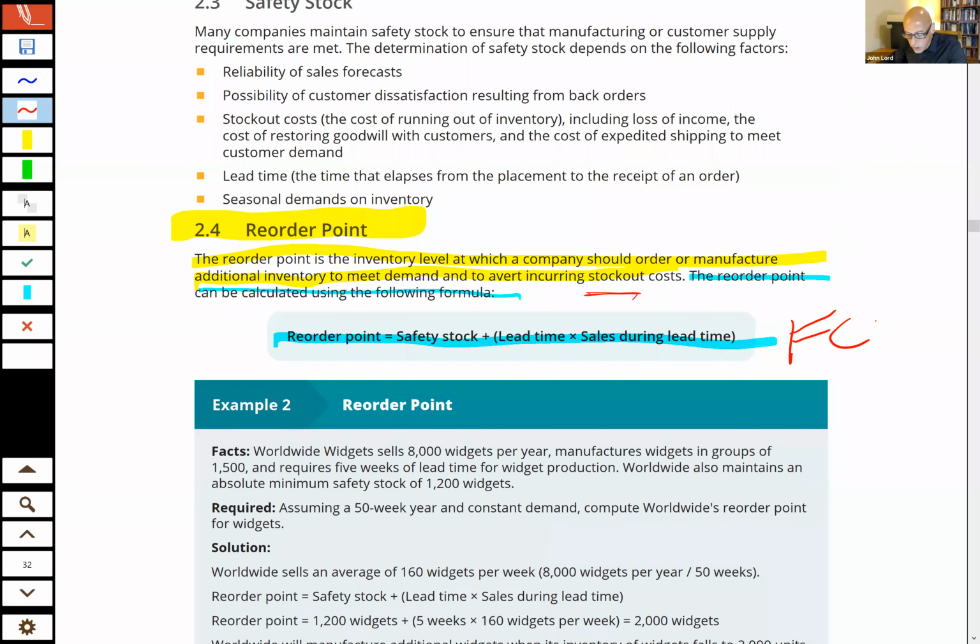Okay, but flashcard that the reorder point includes a consideration of safety stock. The question will give you the safety stock. That's easy enough. And then you're going to figure out how much lead time you need times the sales during the lead time. And once your inventory gets to that level, that's when you will have to reorder.